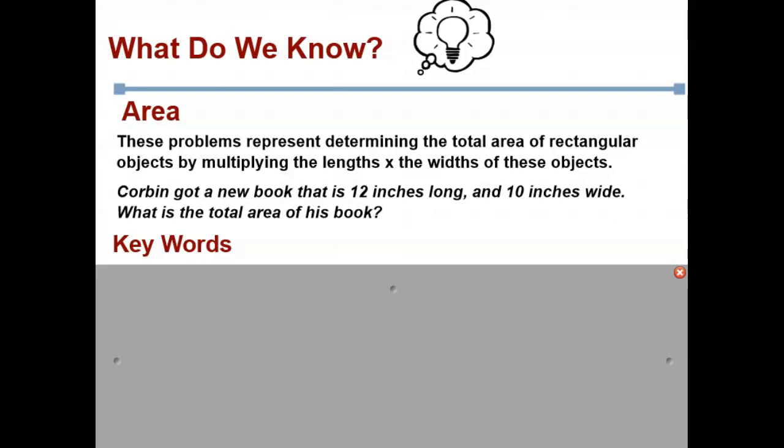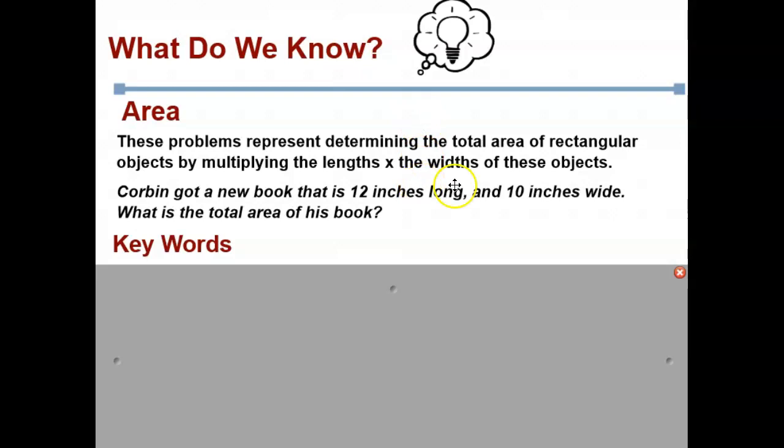For example, Corbin got a new book that's 12 inches long and 10 inches wide. What is the total area of his book? Pause the video and please write down any keywords that told you right away that that was an area problem. What did you write down?